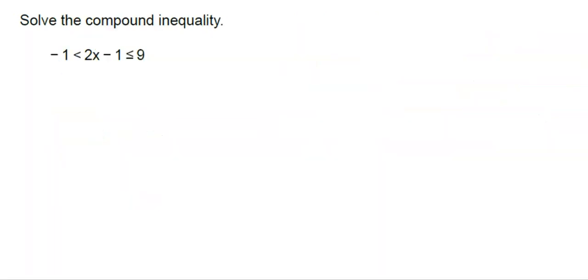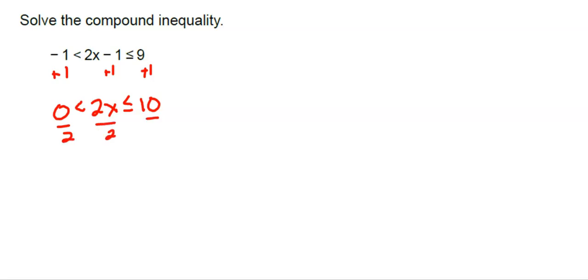To solve the compound inequality, we need to use inverse operations to get the x by itself in the middle. The first thing we need to do is add 1 to all 3 parts. So we'll add 1 to the left part, the middle part, and the right part. So that's going to give us 0 is less than 2x is less than or equal to 10. And now we'll divide all 3 parts by 2.